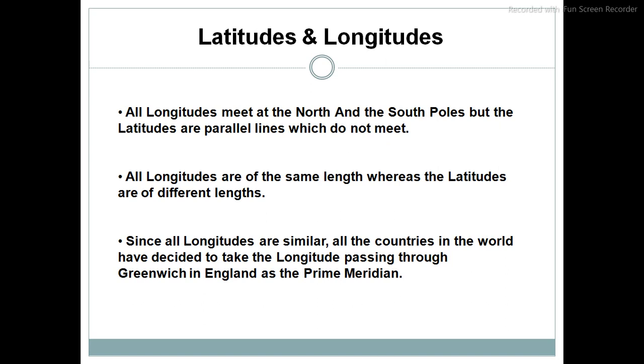Since the longitudes are similar, all the countries in the world have decided to take the longitude passing through Greenwich in England as the prime meridian. With the other lines dotted, one single straight line was the prime meridian. Now quickly going to see the overview.